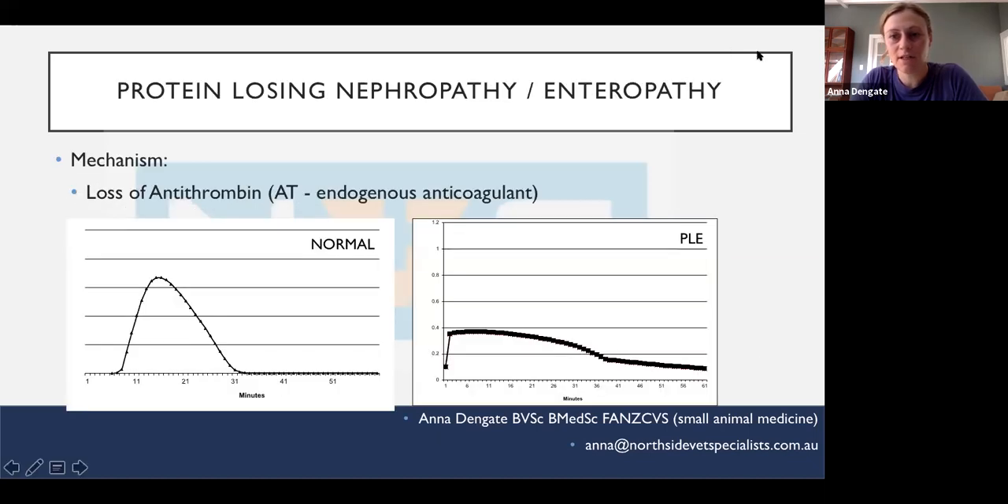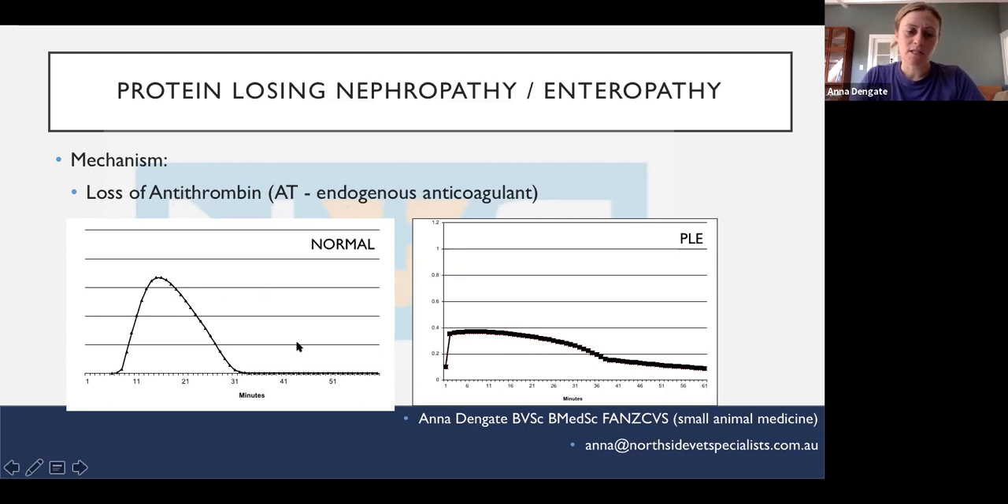So the third condition I wanted to talk about is protein losing nephropathy or enteropathy. And the mechanism that causes hypercoagulability is via the loss of circulating anticoagulants. And the one that's been documented most commonly has been the loss of antithrombin. It's a really small protein, so it's lost through the kidneys really early in the course of protein loss.